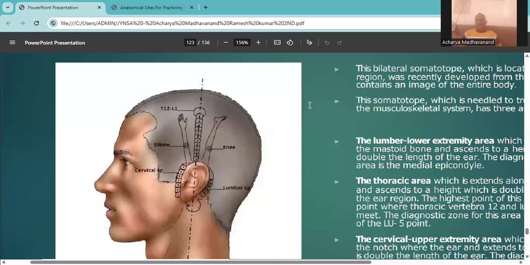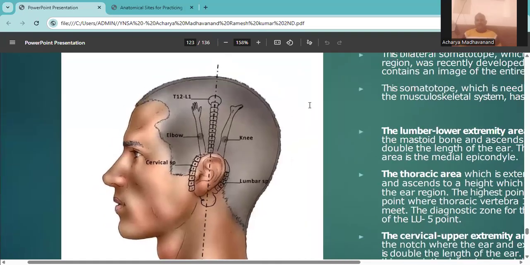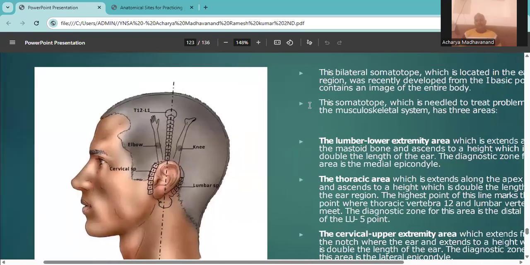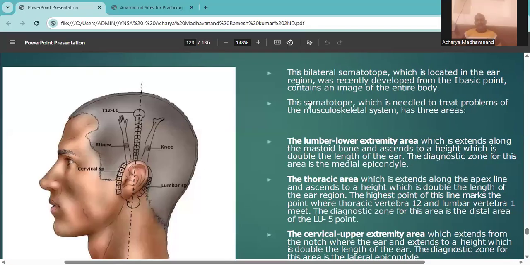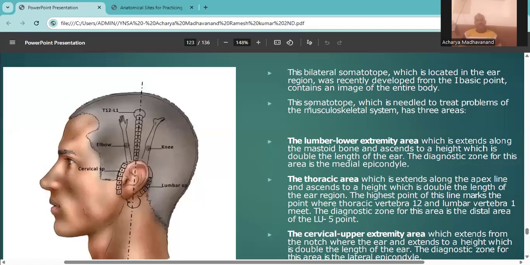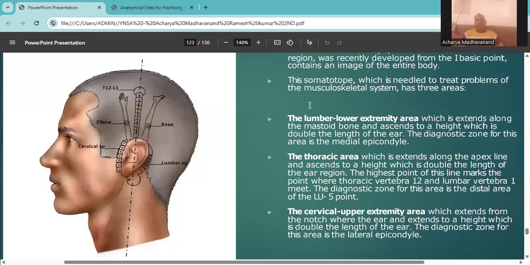Then the thoracic area, which extends along the apex line and ascends to a height which is double the length of the ear region. The highest point of this line marks the point where thoracic vertebra 12 and lumbar vertebra 1 meet. The diagnostic zone for this area is the digital area of LU5. On elbow diagnosis, you see the middle part is the thoracic area.